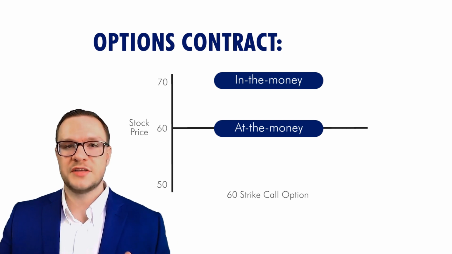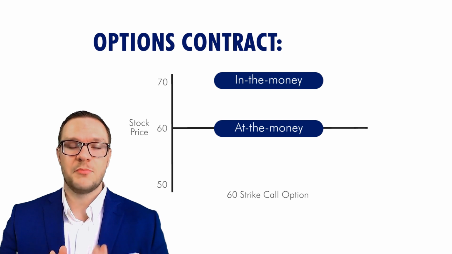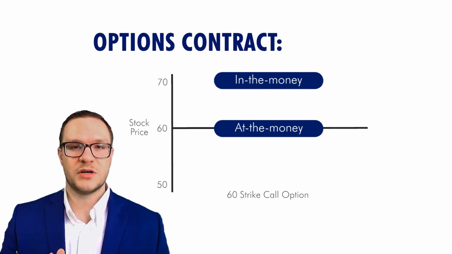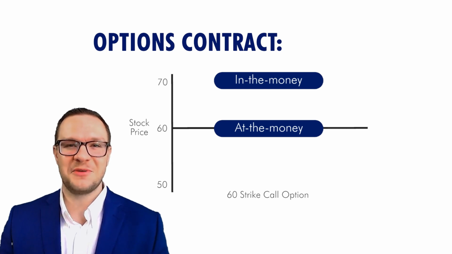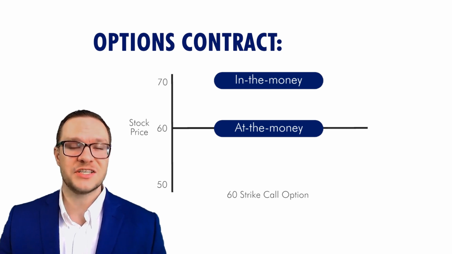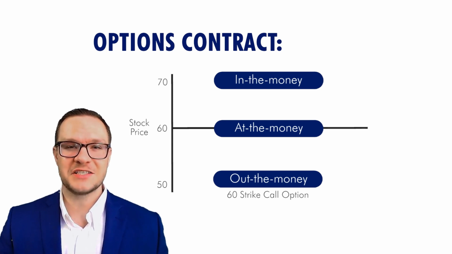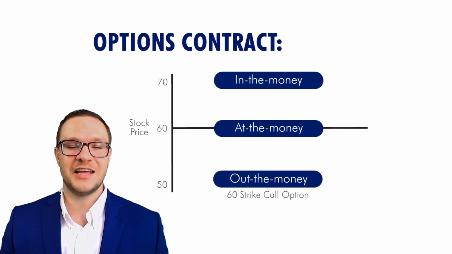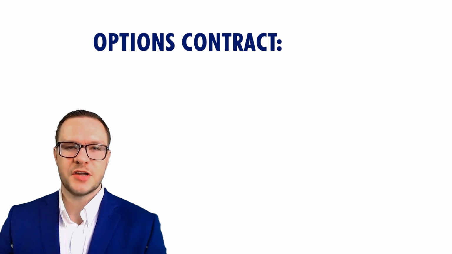But the inverse is true. Let's say it goes from 60 down to 50. The 60 is staying still, but the price of the stock is going down. It's gone down $10. And because of that, your once at-the-money call option is now $10 out of the money. And whenever you're buying a long call, you want that to be as deep in the money as possible, because the further into the money it goes, the more money the call buyer is going to make.